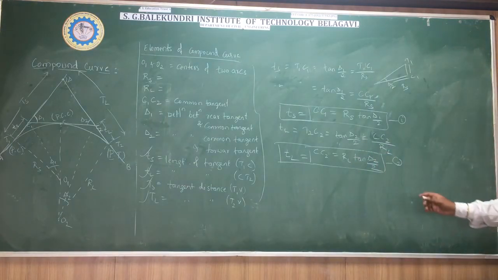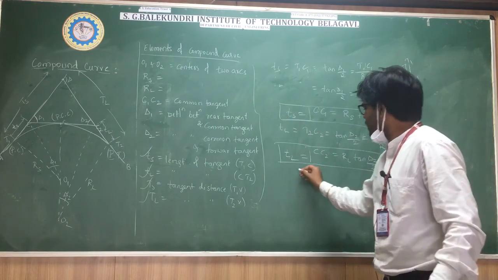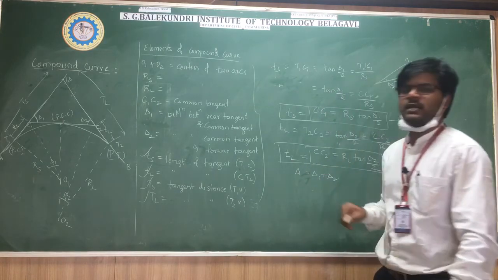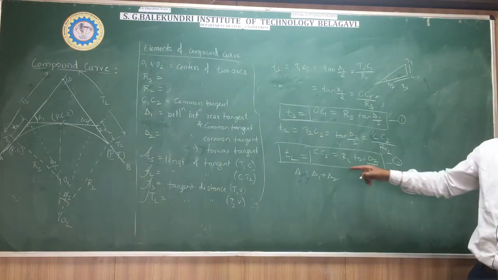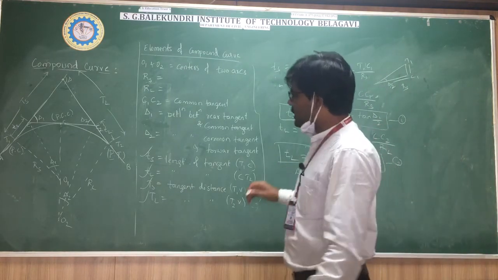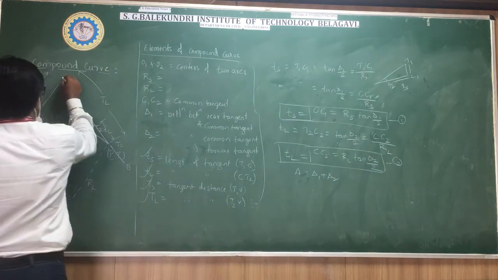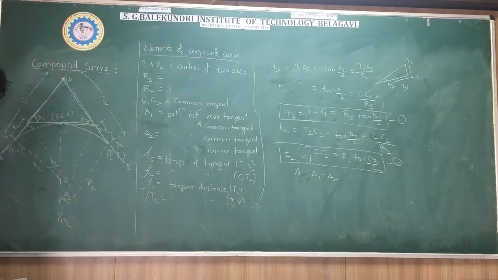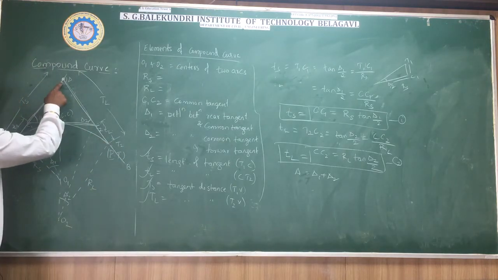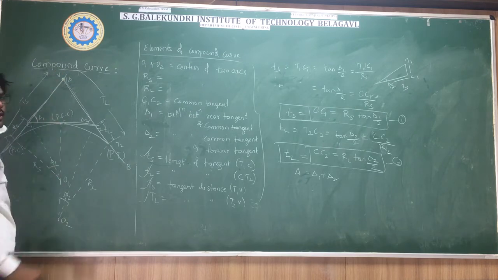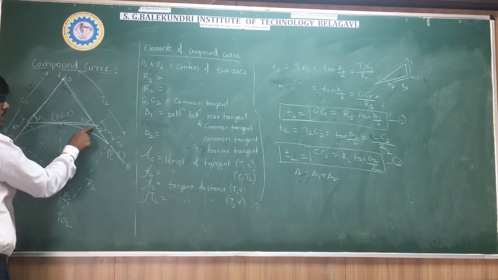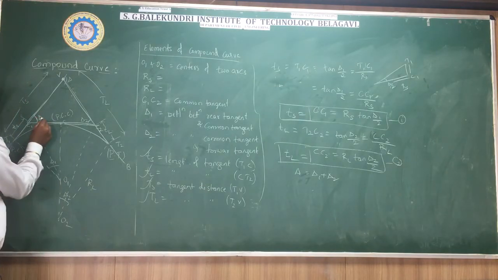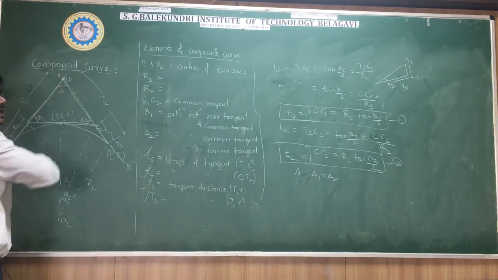Also, by this figure we can say that delta is equal to delta 1 plus delta 2, correct? By knowing this, I am going to apply sine rule for this triangle. You take it as V C1 C2. This is a triangle where I am going to apply sine rule, with angles delta 1, delta 2, and here it will be delta.